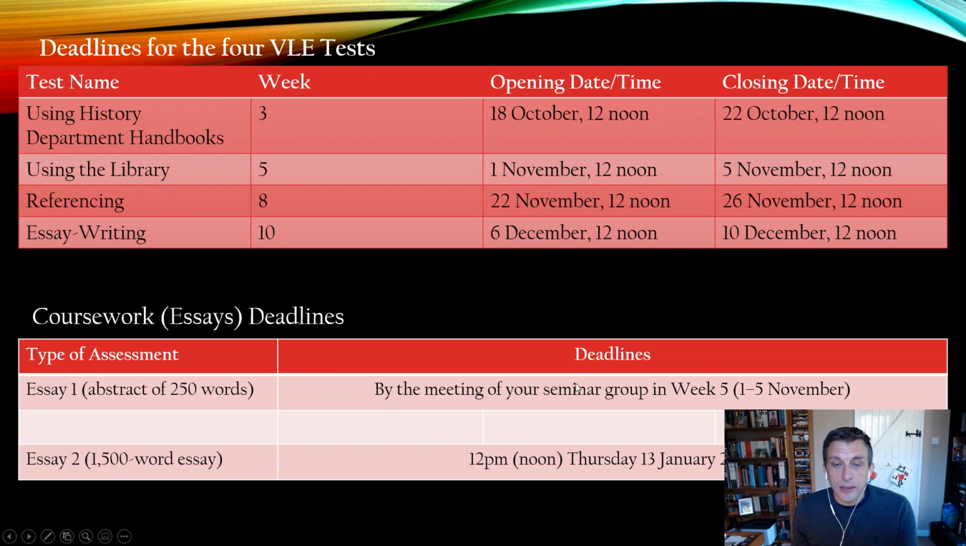The Essay 1, that abstract, is due in before your seminar in week 5, between the 1st and 5th of November. And then the long piece of assessment, the 1,500 word essay, that's due in at 12 noon on Thursday, the 13th of January, 2022. So please be aware then, this isn't negotiable unless you submit a requirement for extenuating circumstances and obtain an agreement beforehand that you have extenuating circumstances that can extend the deadline. These are immovable. Okay? These are the times when you must take that test. You have to submit that essay.